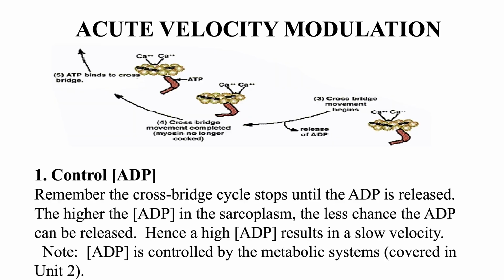Next, we talked about phosphate concentrations. Well, we've already brought this up a little bit as well: ADP concentrations. Remember, the more ADP in the cell floating around, the less that could be kicked off the myosin as the muscle is shortening. So just remember, the cross-bridge cycling stops until the ADP is released. The higher the ADP concentration in the sarcoplasm, the less chance the ADP can be released. Hence, a high ADP concentration results in slow velocity. ADP concentration is controlled by the metabolic systems, which we'll get into in Unit 2.